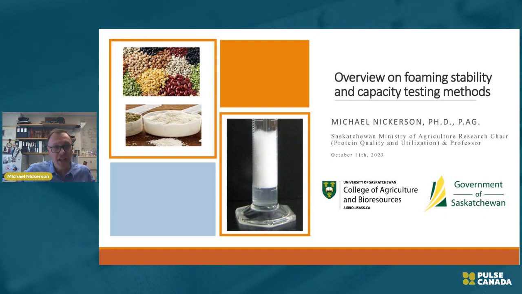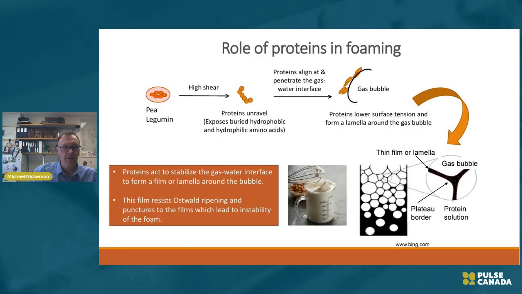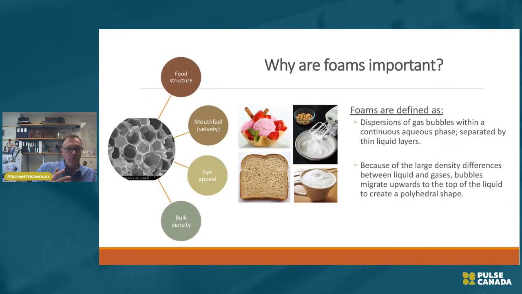So today I want to talk about foaming methods. Foams are extremely important, and proteins, especially pulse proteins from pea or faba bean or chickpea, all have a really functional role in creating foam-based products. So, what are foams?